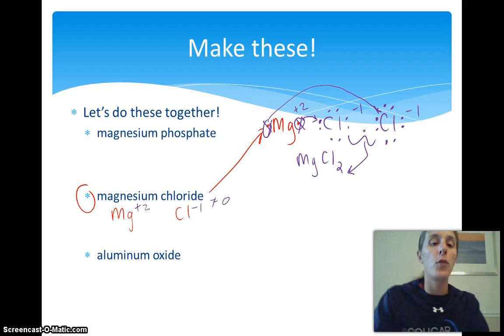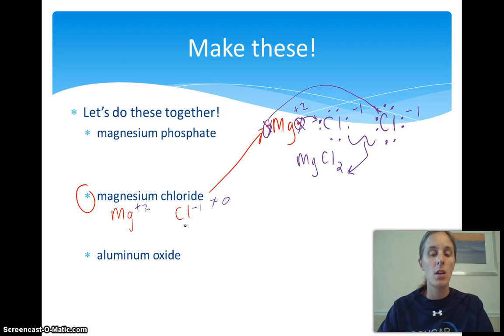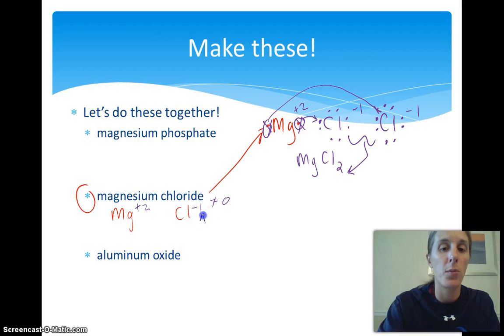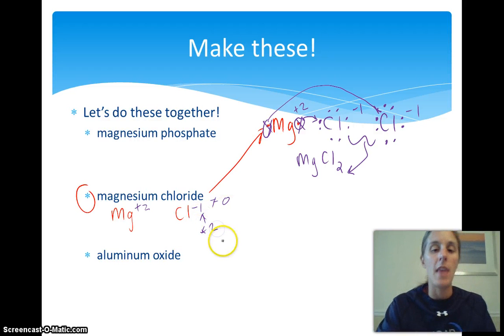Now, is there an easier way than drawing these pictures? Absolutely. If we look at magnesium plus 2 and chlorine minus 1, what we want to look for is the least common multiple between those two numbers. So the least common multiple between 2 and 1 is 2. I can simply take my -1 and multiply it by 2, and that would get me to a -2. So my +2 and my -2 would cancel each other out.